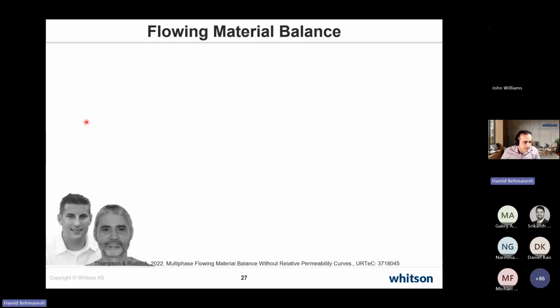So let's start with some theory on the multi-phase fluid material balance. The method has been developed by these two gentlemen, and we would be all very happy if you request this paper. We'll send it your way. And this is the fundamentals, how they address fluid material balance for multi-phase.